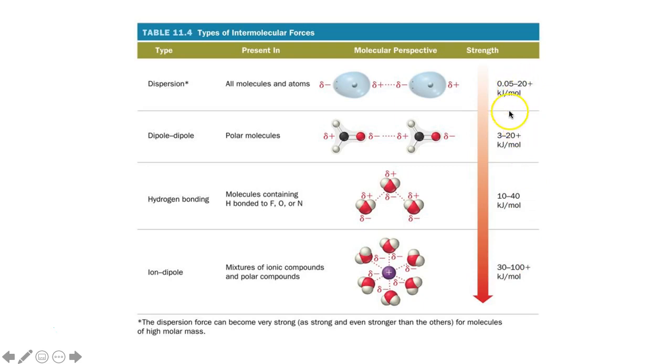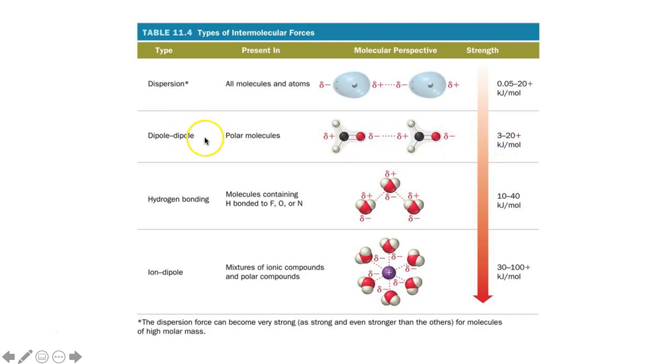Now these values, these numbers refer to the amount of energy it takes to actually separate 1 mole of these molecules from each other. So dispersion forces are instantaneous dipoles, but they come and they go pretty quickly. With polar molecules, the charges are there all the time, but they vary in how strong they are. So the stronger they are, the more energy it would take to separate them.